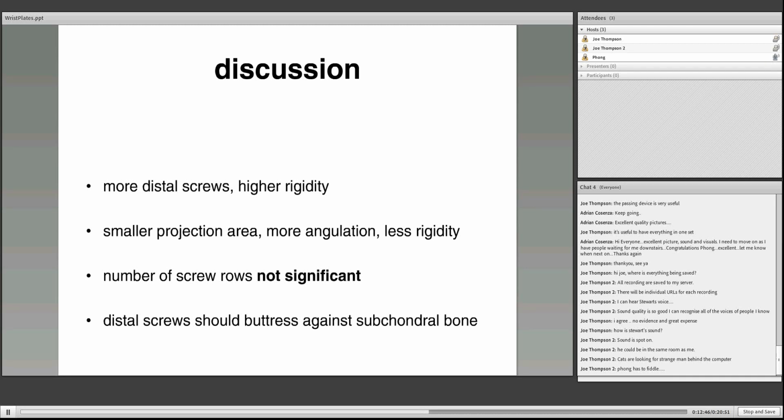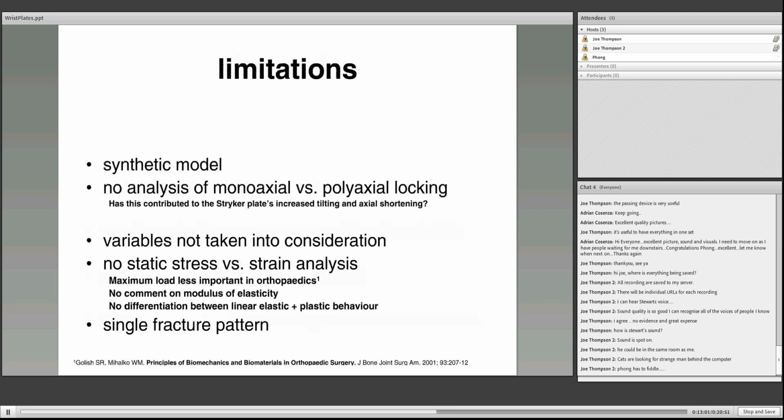So what does the paper go on to say in discussion? Well, they assert that more distal screws means a higher rigidity of the end construct. A smaller projectional area leads to more angulation and less rigidity. They state that the number of screw rows is not significant. That said, there's no analysis to actually back that up and control for the other variables.